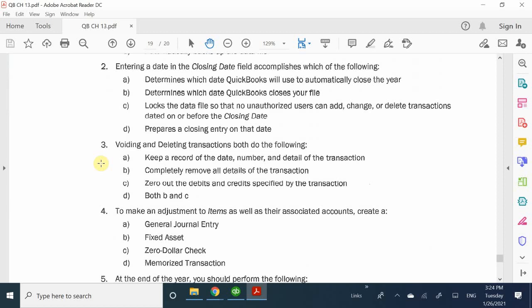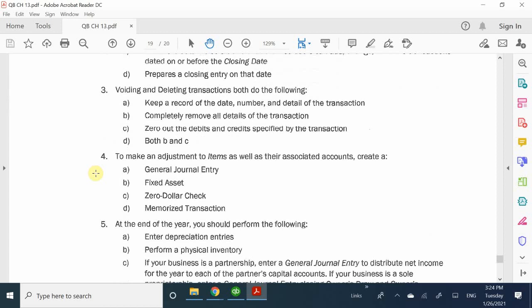It does zero out the debits and credits. Yes, it does. So when you void a transaction, it undoes it. It zeroes them out, as if the transaction never happened. Deleting it completely gets rid of it, so you're going to zero out the account anyway. So C is correct. All right.